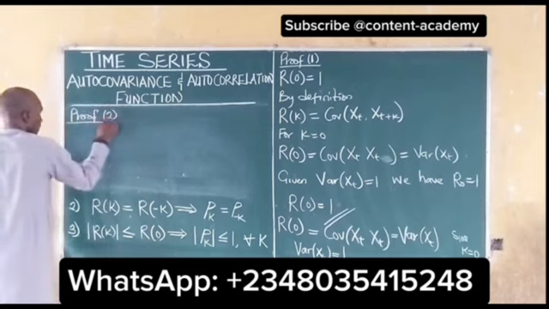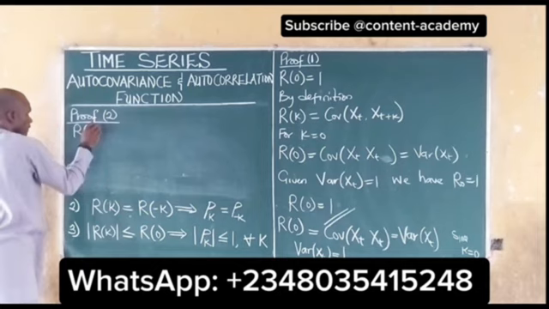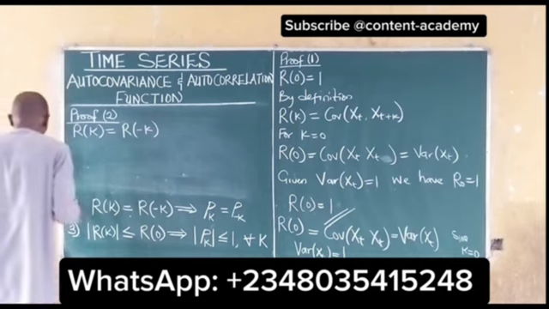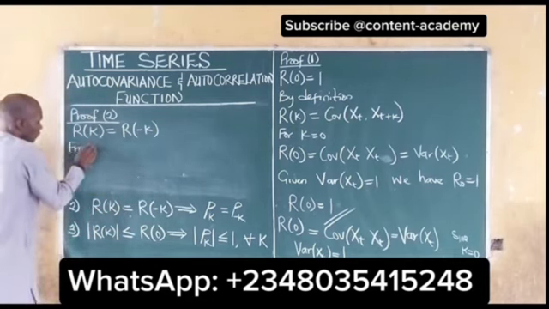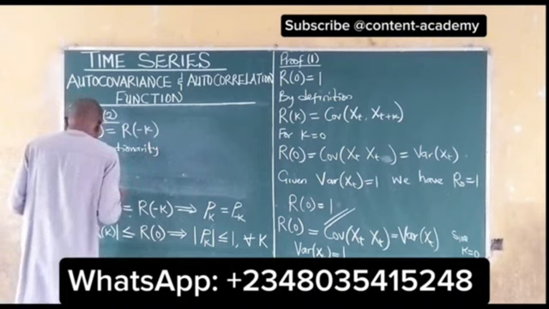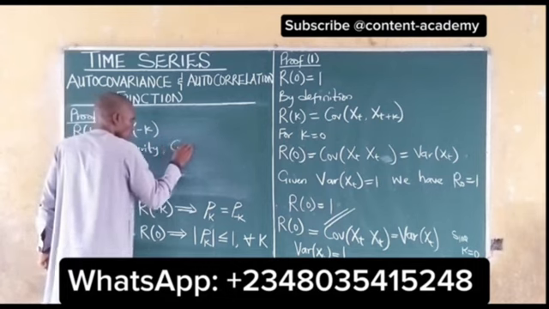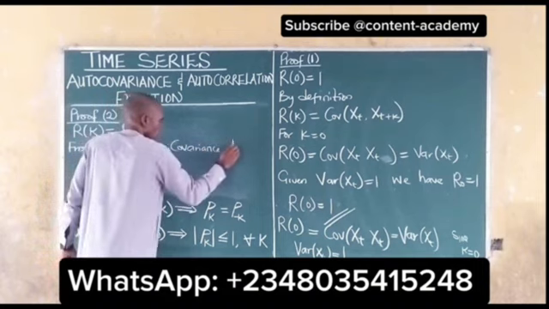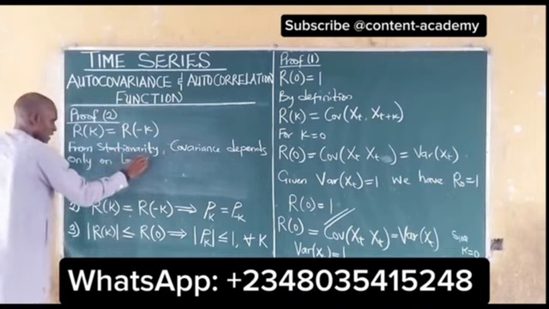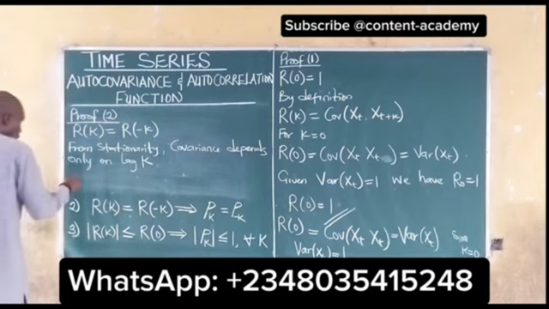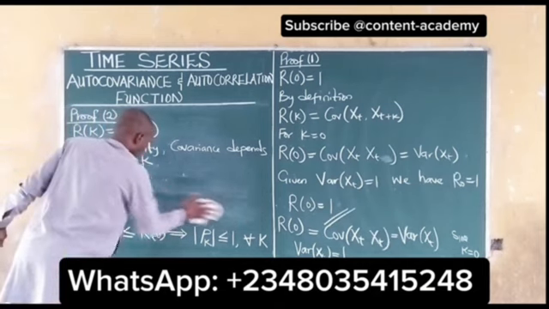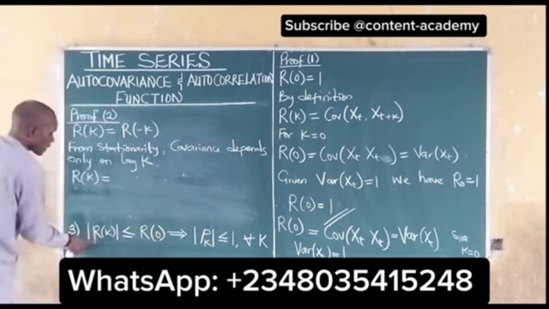Proof for the second one, we are given R_k to be equal to R_(-k). So this is what you have to prove. From stationarity, the covariance depends only on the lag k. So since it depends only on the lag k, we can have our R_k to be equal to, let's delete this part. Thereby having this in mind too, we'll delete this.